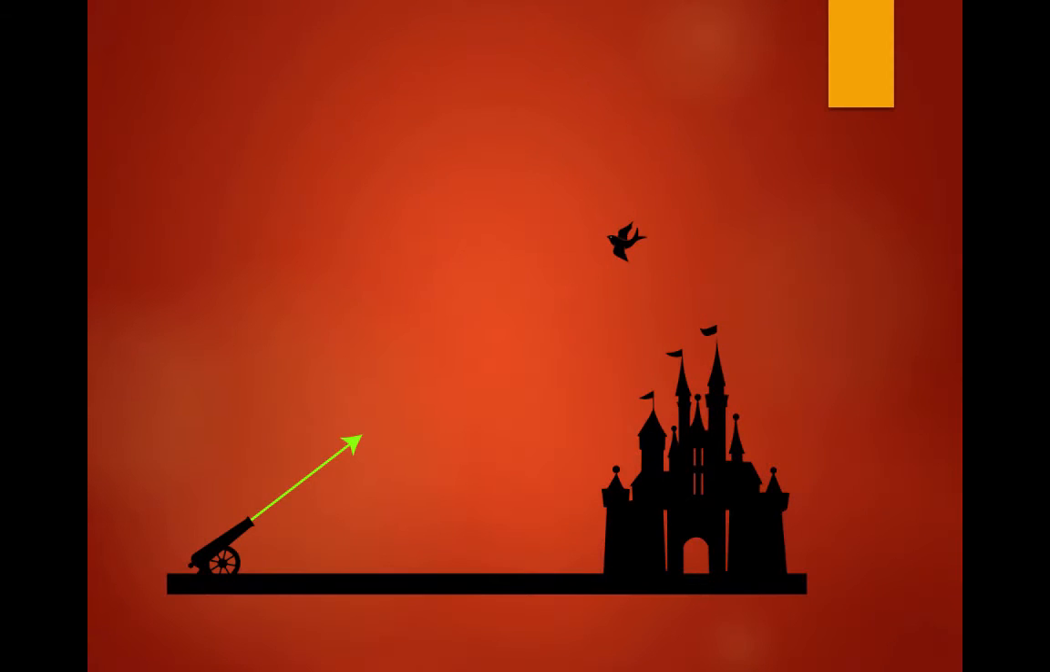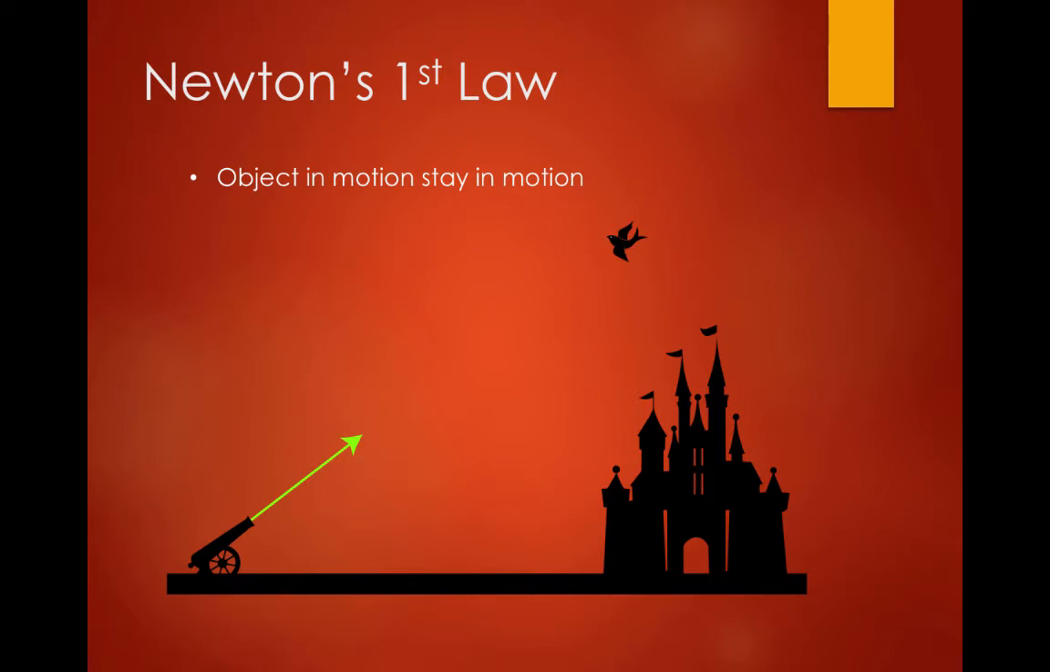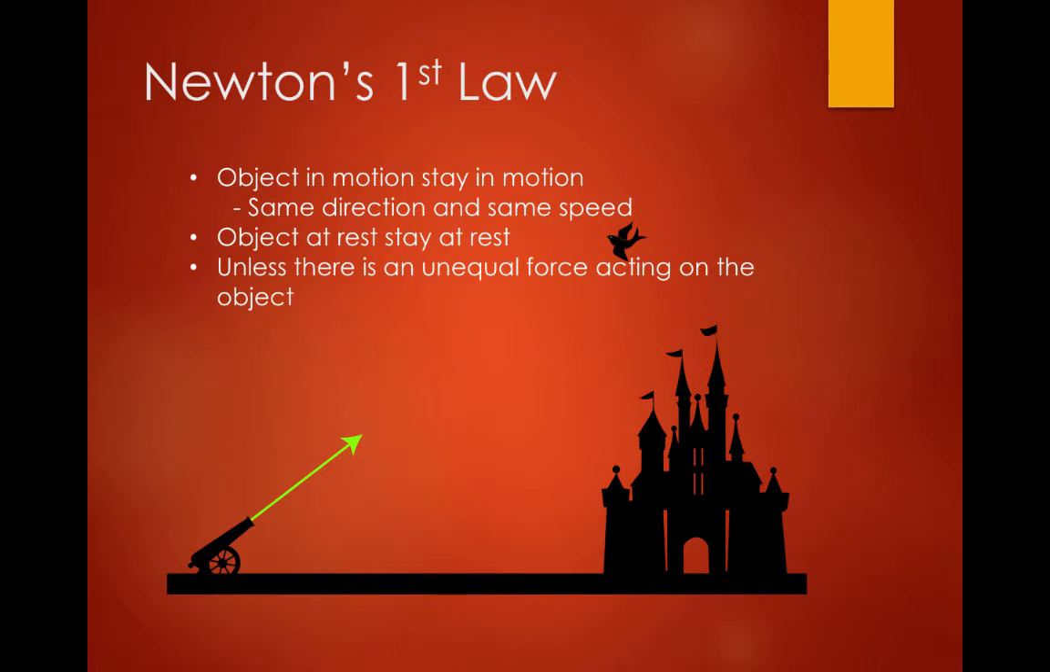Let's take a look at this example of a cannon shooting a cannonball upwards and out. Now remember, Newton's first law states an object in motion will stay in motion, continuing in the same direction and at the same speed. He also stated that an object at rest will stay at rest. These two conditions are true unless there is an unequal force acting on the object.